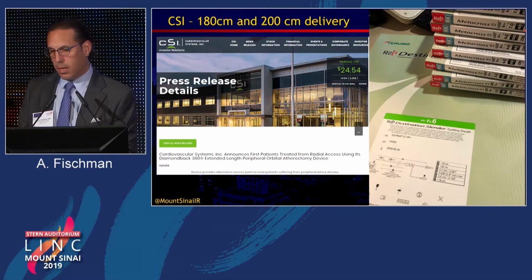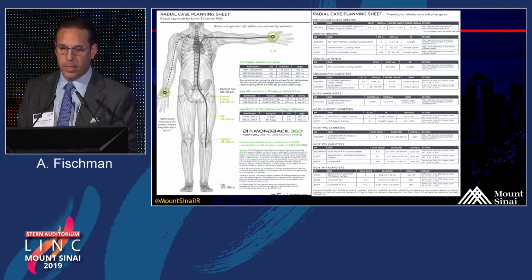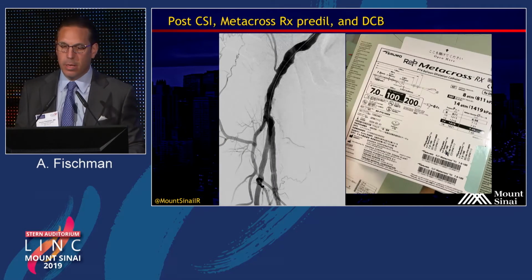This is just atherectomy plus plain angioplasty with Metacross, and you can see the final result in the next slide. You can get these case planning sheets and trying to figure out lengths to different target vessels, and these are available through several vendors. And that's the example of a 7 millimeter plain angioplasty with this rapid exchange.